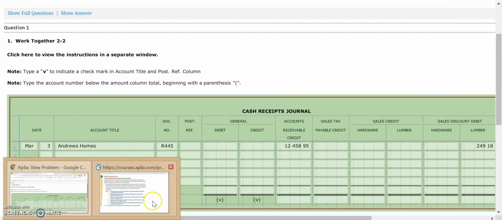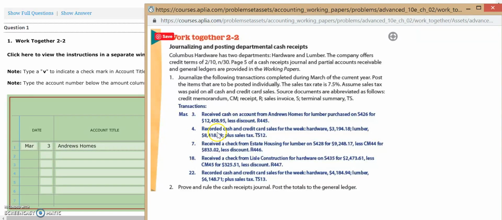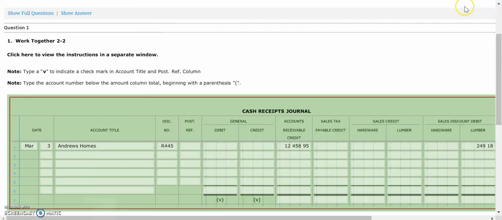Excellent. Our next transaction is March 4th. It says we recorded cash and credit card sales for the week of hardware of $3,194, lumber of $8,418.69, plus sales tax. So what we do here is we come on down and we put the 4th. We will need to put a check mark, which this is the first time we've done that. Notice that it says we're going to type a V to indicate a check mark in the account title. So just a normal V, which kind of is like a check mark, but kind of not. We'll just have to deal with it. TS12 is our document number.